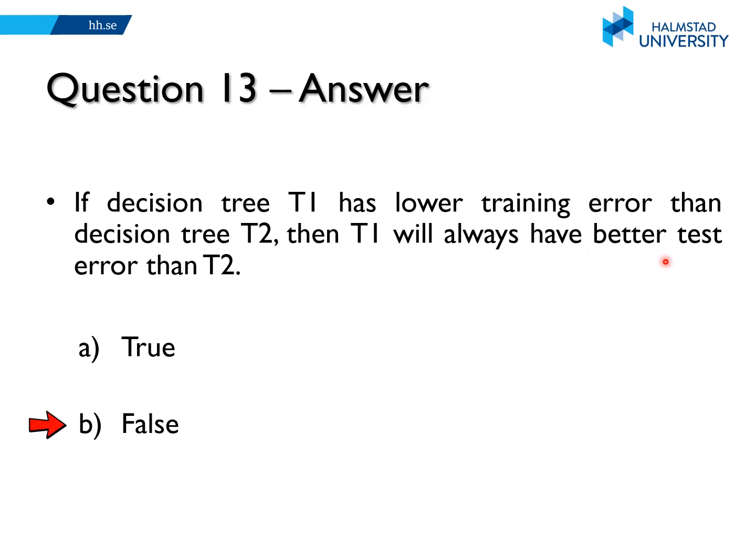That's not necessarily the case, so the correct answer is B. Because you can imagine that, for example, T1 is overfitting, maybe it has very high depth, and then it achieves a low training error on the training data set. But then when you apply it to new unseen data, then maybe it will achieve a poor performance.